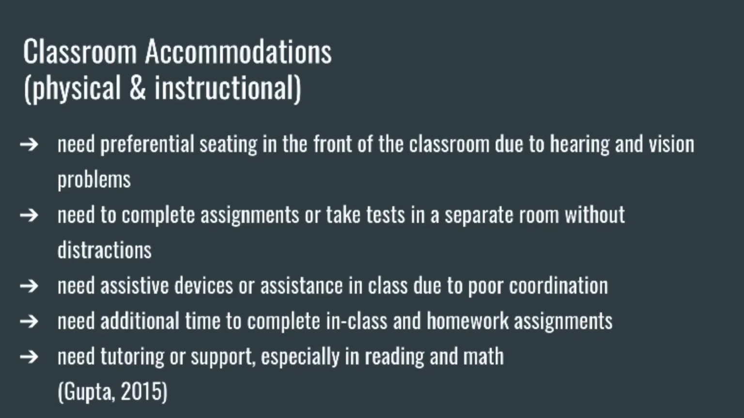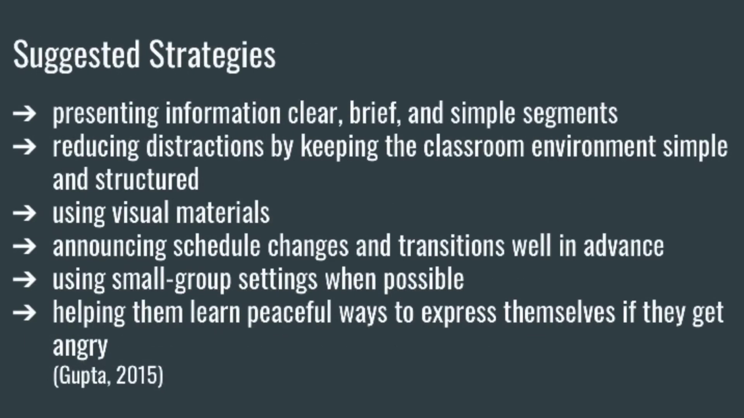So, classroom accommodations, physical and instructional, include preferential seating in the front of the classroom due to hearing and vision problems. They need to complete assignments or take tests in separate rooms without distractions. They need assisted devices or assistance in the classroom due to poor coordination. They need additional time to complete in-class and homework assignments. They need tutoring or support, especially in reading and math. So basically, they just need some extra support because of the struggles they have.